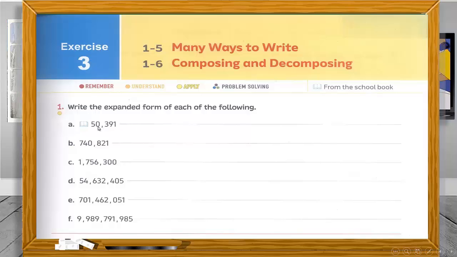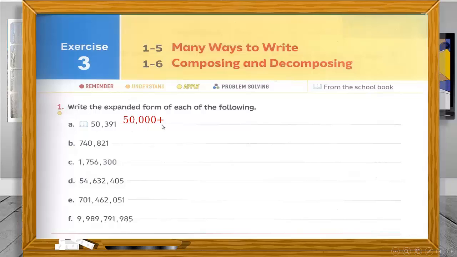Write 5 and count zeros before 5. How many digits before 5? We have 4. So you should write 50,000. Or if you want to write expanded form, read the digit 5, 50,000. Here number 5 is in the 10,000 place. So if you read this number, you say 50.